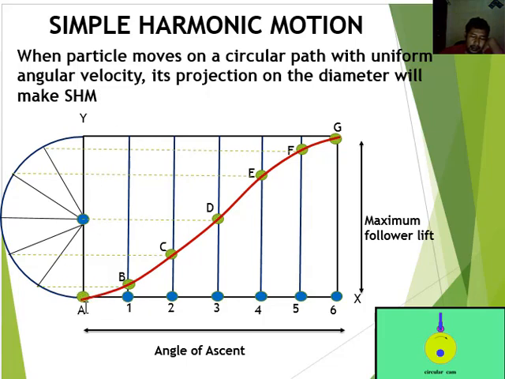The displacement diagram is constructed about the semicircle. You can draw the semicircle on the follower stroke as diameter, and then divide the semicircle into any number of equal parts. Usually use 6 parts, or 8 parts. In the illustration, we can use the 6 parts like this.